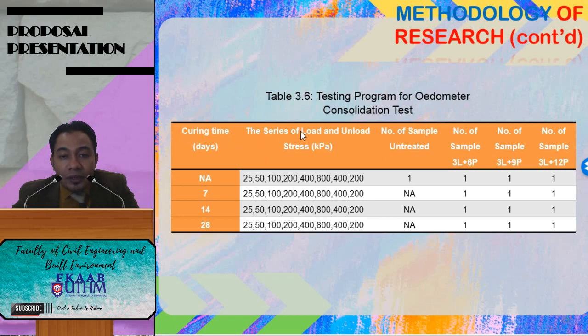Okay, this is the testing program for the odometer consolidation test. So there is a series of load and unload stress. Start from 25, 50, 100, 200, 400 and 800, and then unload to 400 and 200. This is for 0 days curing, 7, 14 and 28. This is the number of samples.